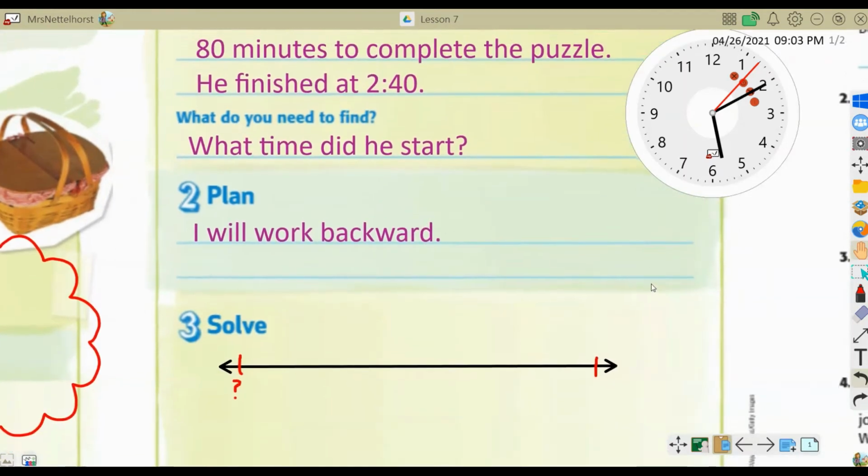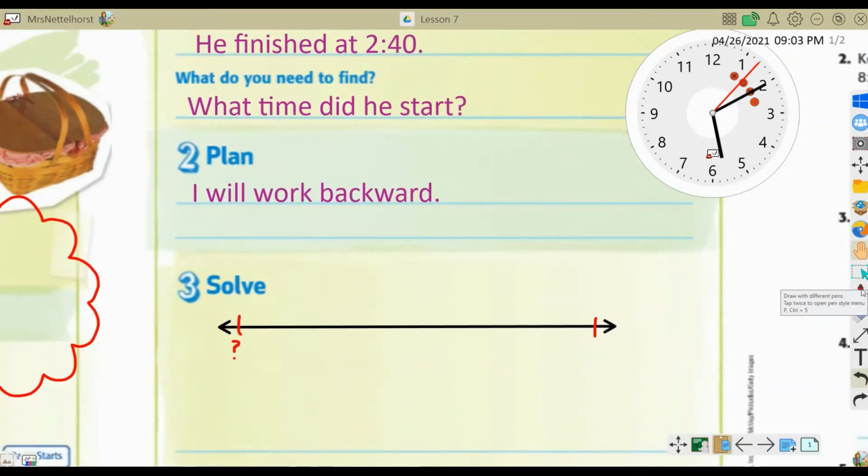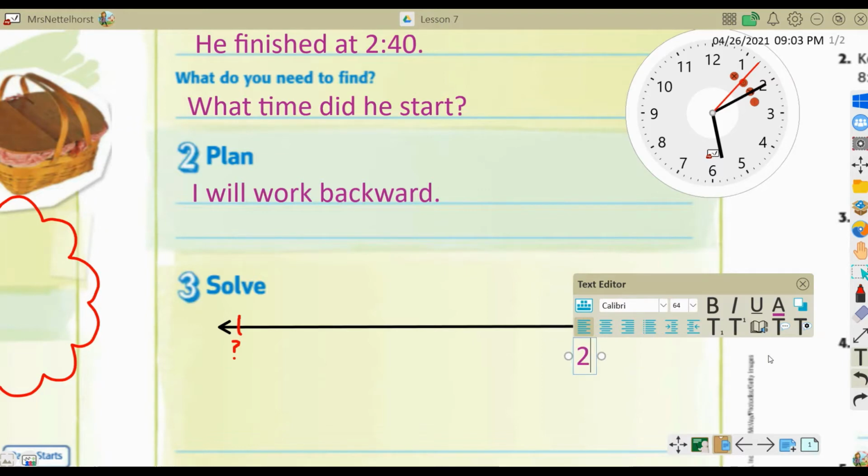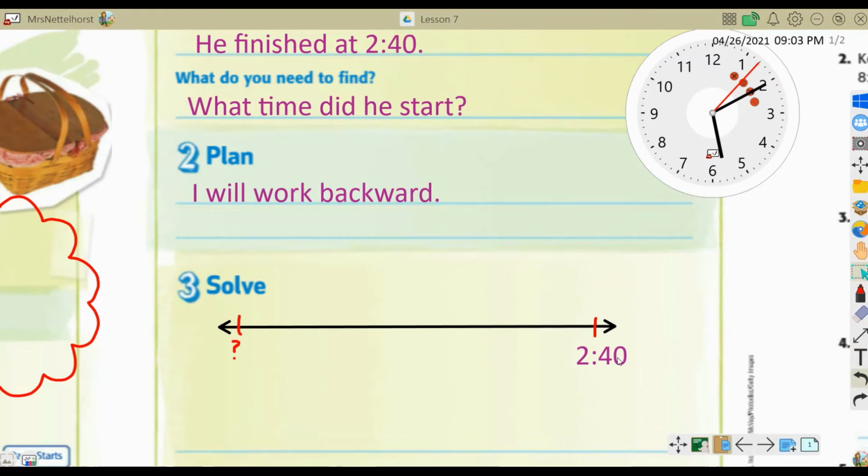Okay, we know he finished at 2:40. So our finishing tick mark, our end time, is going to be 2:40. And they told us it takes 80 minutes. Well, I know there's 60 minutes in an hour, so 80 minutes is more than an hour. So I'm going to go back 60 minutes because that's 1 hour. So I'm going to put a tick mark here in the middle.